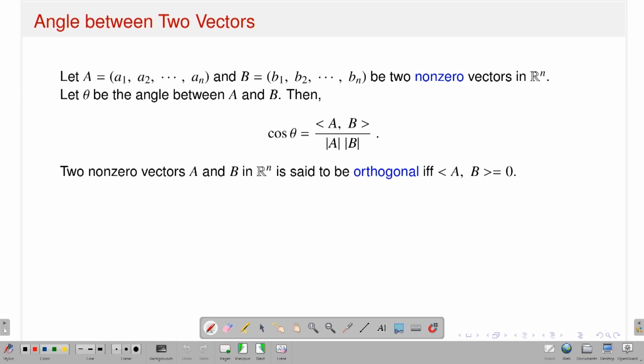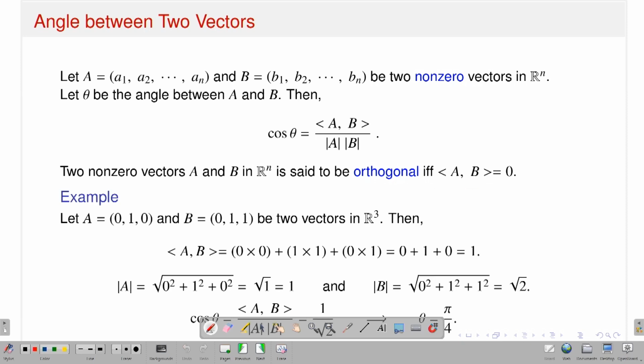Two non-zero vectors A and B in Rn are said to be orthogonal if the dot product of A and B is equal to 0, because the angle between these two vectors is 90 degrees, and cos 90 degrees equals 0. So two non-zero vectors A and B in Rn are orthogonal if and only if the dot product, or inner product, between A and B is equal to 0.